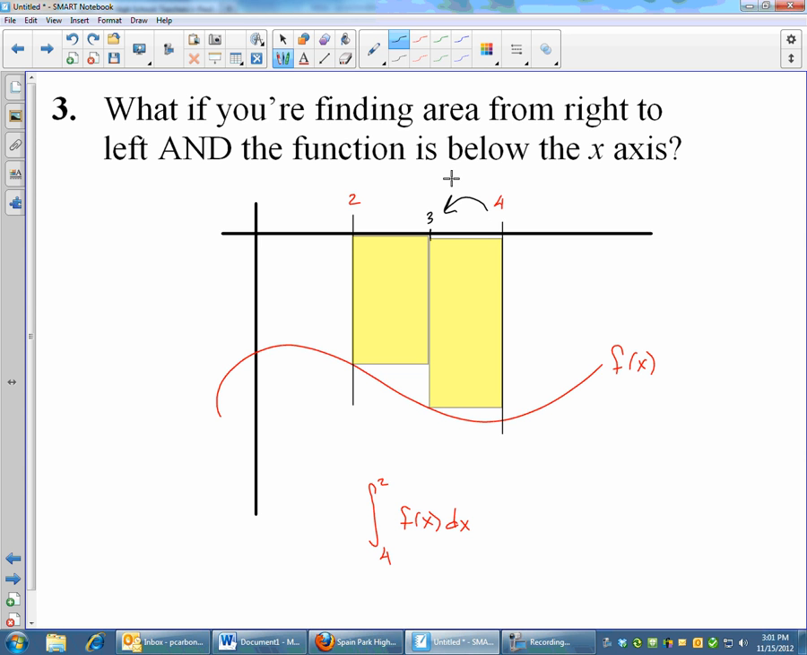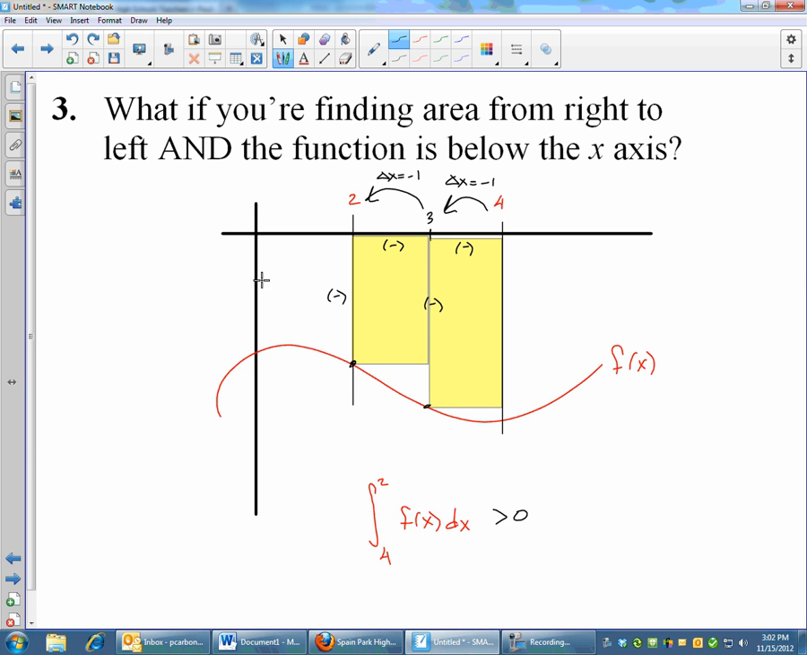From 4 to 3, my change in x, my base, is negative 1. From 3 to 2, my change in x is negative 1. So I have negative changes, negative bases, and my y-coordinates for my heights are also negative. So in this case, I have a negative times a negative for the base and the height. I actually end up getting a positive area in that case. So there are ways to get negative areas, and it depends on the direction you're traveling and the position of the function. Not to be confused with position, velocity, and acceleration.